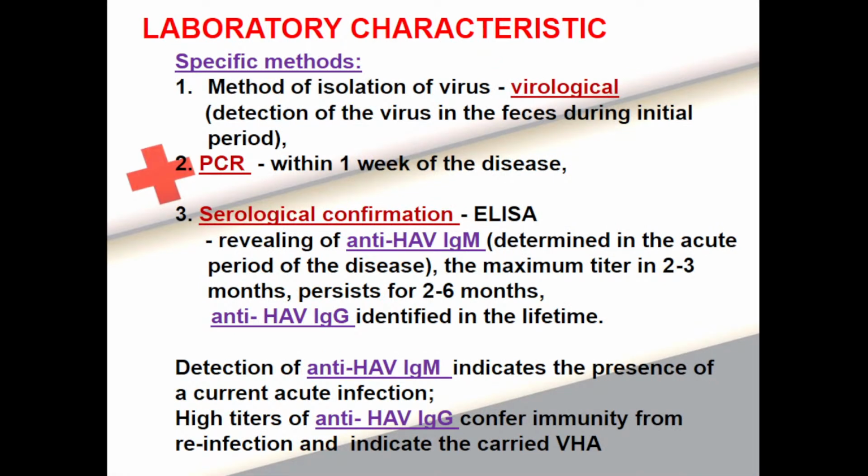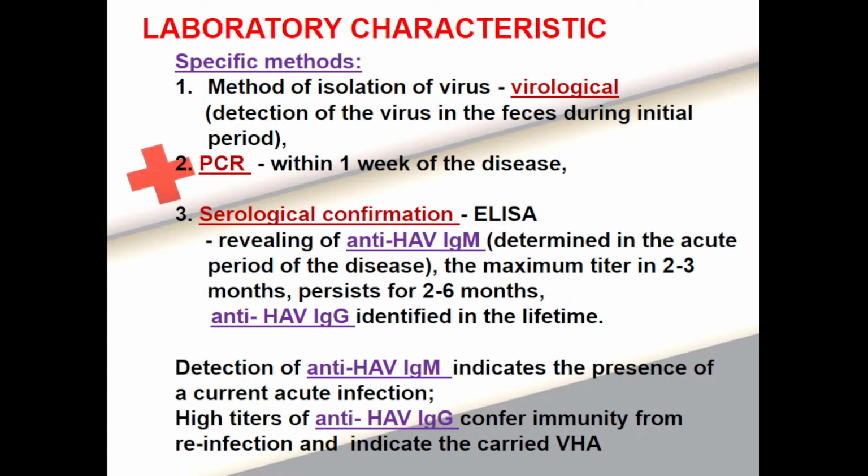Laboratory characteristics. Specific methods: isolation of the virus, virological detection of the virus in the feces during the initial period, or it may also be done with a rapid test; we may find the virus in the feces, especially during the initial period. PCR: from the first week of the disease, we can use PCR to detect the virus in the blood.